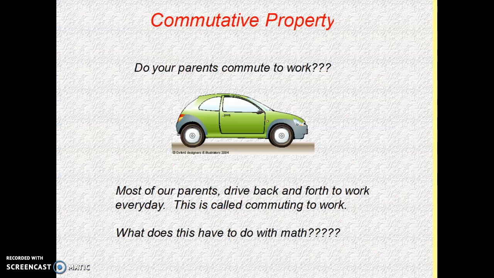All right, so the next property we're taking a look at is the commutative property. Again, to help you better connect with these words: do your parents commute to work? Have you ever heard the word commute? Well, hopefully you have. I always think of driving. You drive back and forth to somewhere, whether it's to work, to your friend's house, to the mall, wherever you're going. This is called commuting.